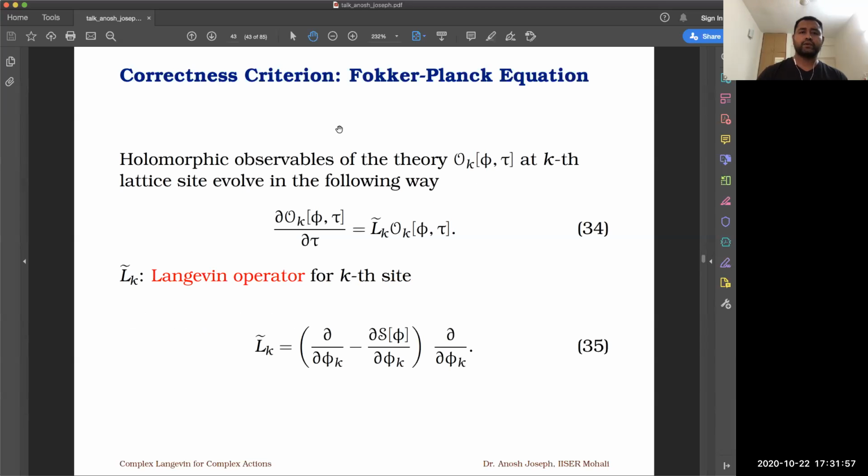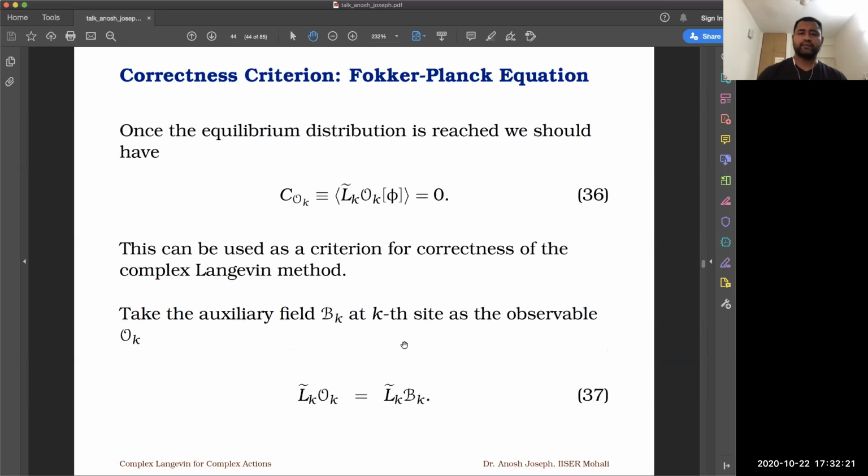For the Fokker-Planck equation, we can apply the Langevin operator. Take an observable O, and at large tau, L_K on O should be 0. Here the operator L_K is given by this. Once the equilibrium distribution is reached in our simulations, we should get L_K on O fluctuating around 0. So this can be used as a correctness criterion for the complex Langevin method.